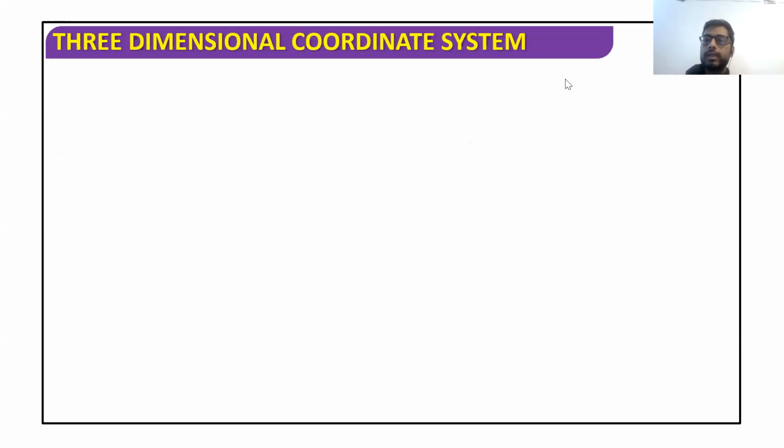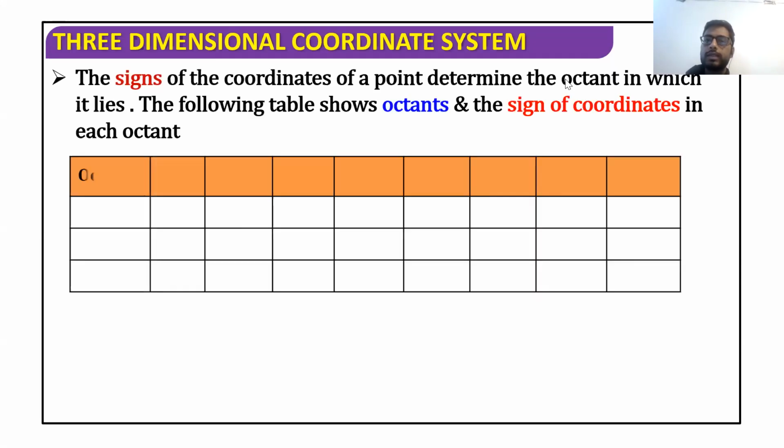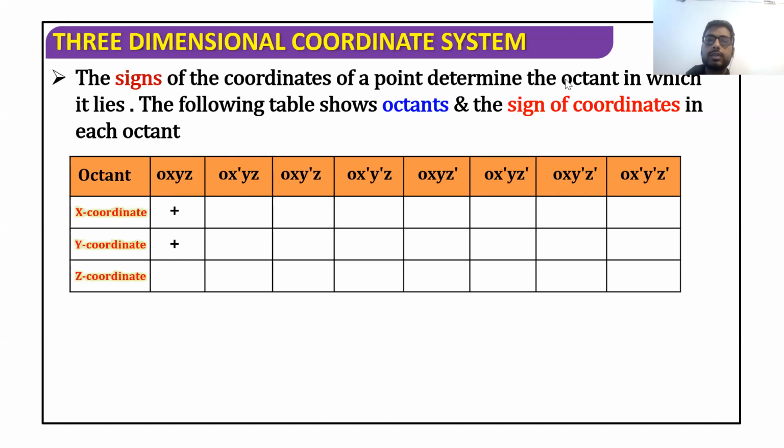The three coordinate system is going to divide space into equal 8 parts, x, y, and z. So in the first octant, all of them are positive, and similarly for the others.